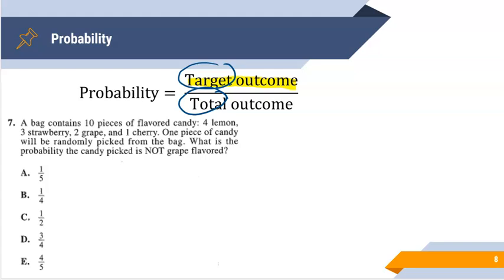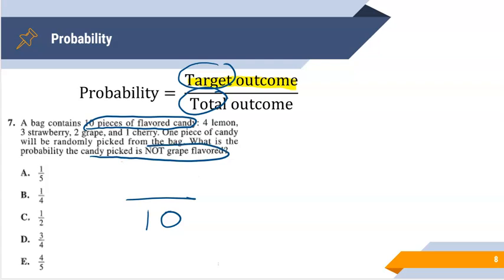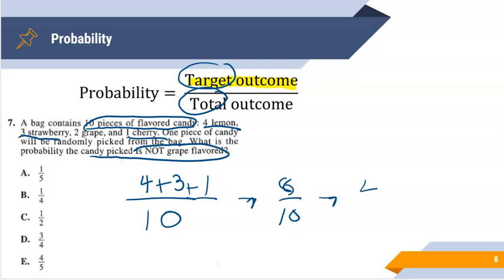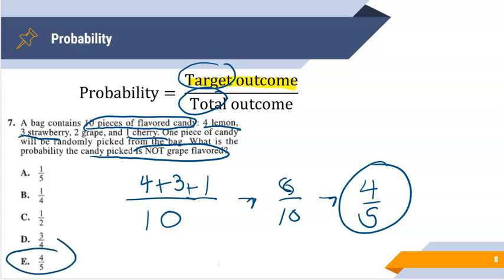So, for example, in this question here, we have a total of 10 pieces of candy. So it's over 10. Now the target is what we're looking for. And in this case, they want to know that we're picking things that are not great. Well, there's 4 lemons and 3 strawberries and 1 cherry. If we add those up, we will end up with 8/10, which is not a choice, but if we reduce that to 4/5, we do see the result right here. So probability, it's target over total. I want you to work the next one.